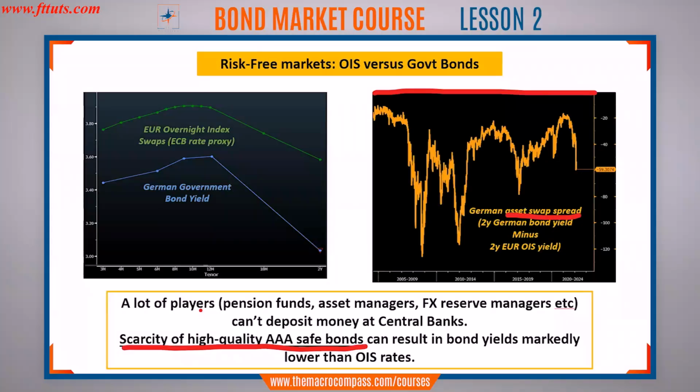Effectively, there is a scarcity of high-quality AAA safe bonds and an abundance of demand for them from all these institutions we discussed that are looking for safe collateral: pension funds, asset managers, FX reserve managers, but they cannot deposit money at the European Central Bank. This explains the big, structural difference between German government bond yields and European overnight index swaps.